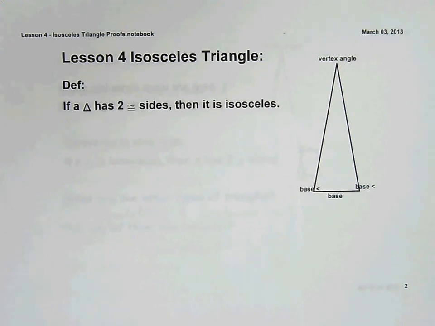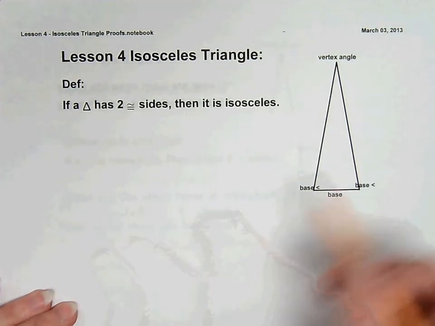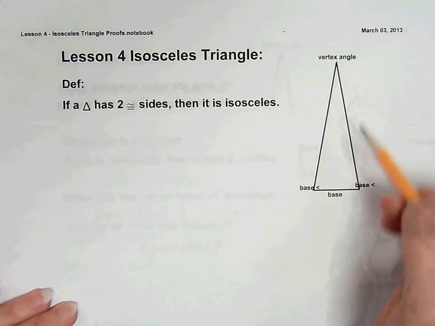Okay, today we're going to talk about isosceles triangles and do some proofs with isosceles triangles. I know you can't wait. The definition of an isosceles triangle is if a triangle has two congruent sides, then it's isosceles. So here's a picture of an isosceles triangle.